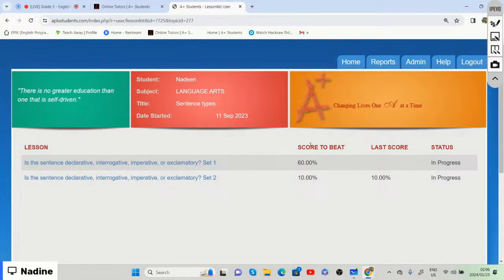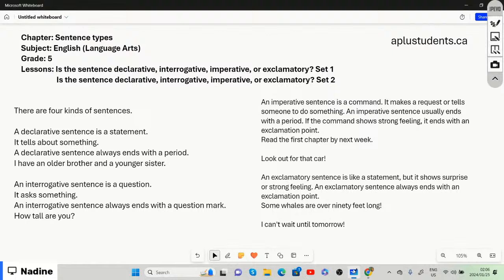All right. So the chapter is sentence types. The subject is English language arts, grade 5. And the lesson that we're going to be focusing on under the chapter of sentence types is: is the sentence declarative, interrogative, imperative, or exclamatory.